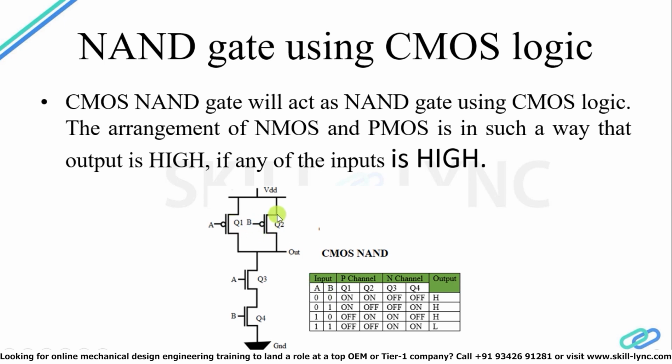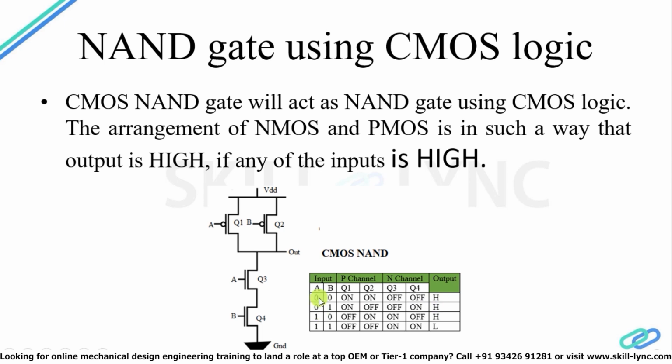Now see, whenever A equal to 0 and B equal to 0. What will happen? When A is 0 and B is 0, there is 0 at this point and 0 at this point, so it will make Q1 on, but Q3 off. Similarly, when B is 0, it means Q2 is on, but Q4 is off. So these two are on and these two are off. So this path is closed. So output VDD is initiated, so output will be high. Means when it is 0, 0, you are getting high output.